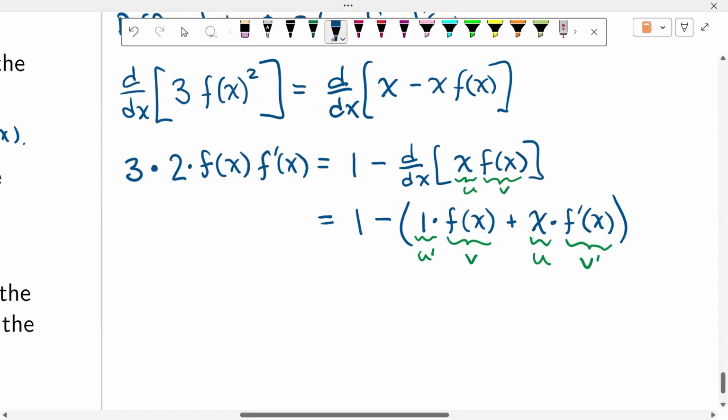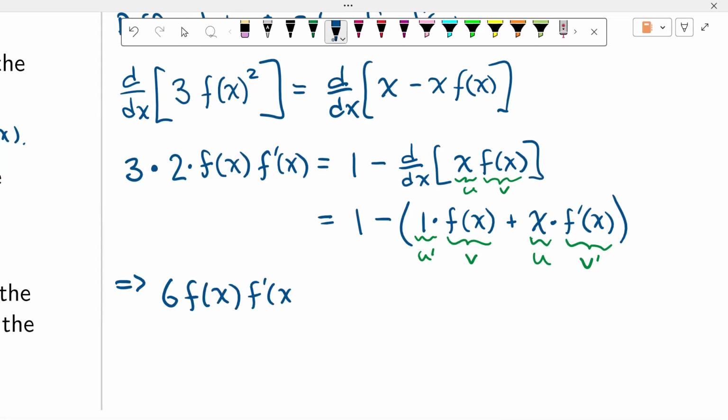And so, okay, now I've differentiated both sides. 3 times 2 is 6, so I don't need to worry about that. And I'll distribute this negative across, so I'll get 1 minus f of x minus x times f prime of x. And I'll highlight my f prime of x terms. Okay. And so what do we do next?